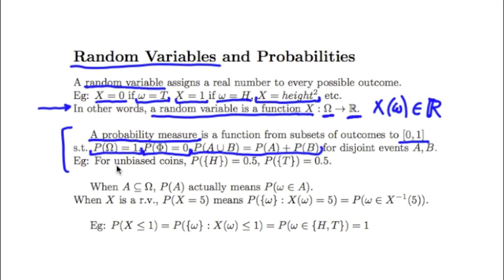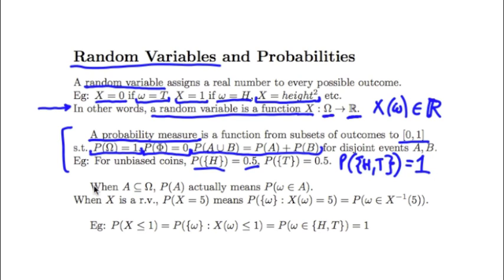As an example, for unbiased coins, the probability of heads would be 0.5. So this is a set. The probability of this set occurring is 0.5. The probability of this set occurring is 0.5. And accordingly, the probability of H and T, the probability of this set, is 1. This is omega, so you can think of it that way. P of omega is 1.